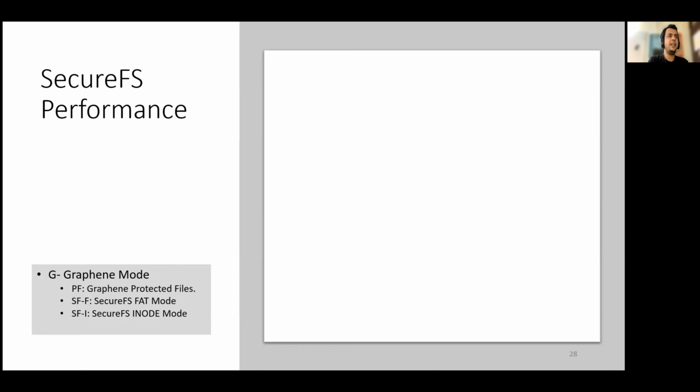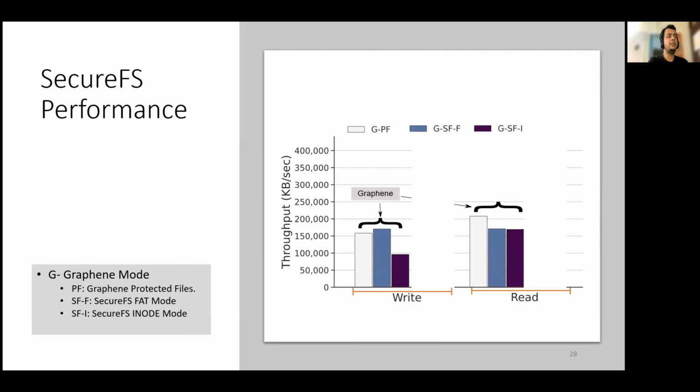Next, we integrate our two variants of SecureFS with Graphene SGX. Graphene SGX is a library operating system that supports the execution of unmodified binaries on SGX. It has a protected file mode where the data written on the disk is encrypted. As mentioned before, this design is also vulnerable to replay attacks. We compare the SecureFS performance with the protected files mode of Graphene SGX.